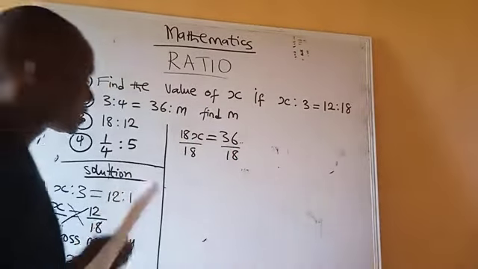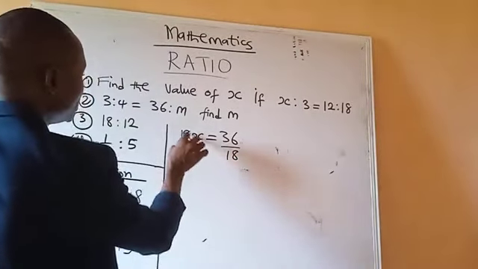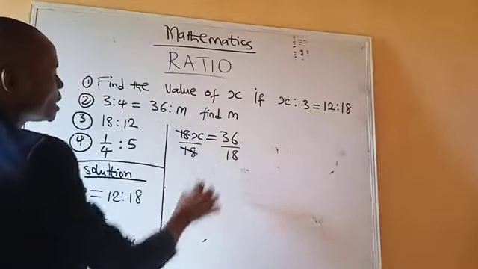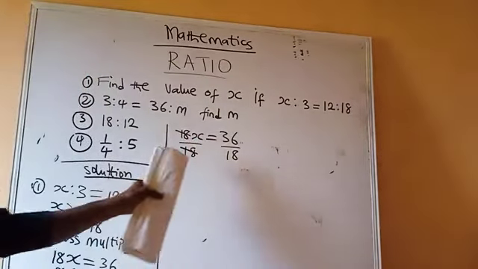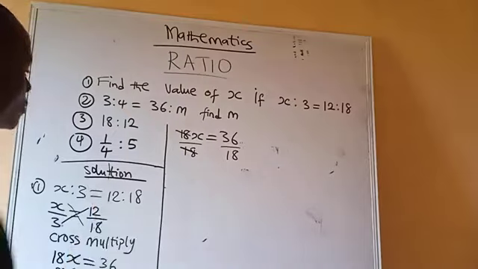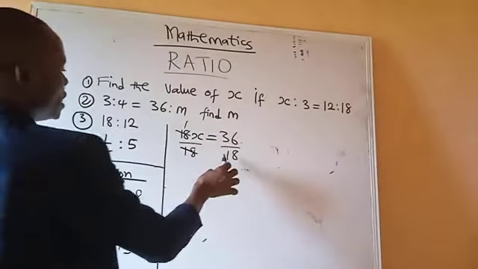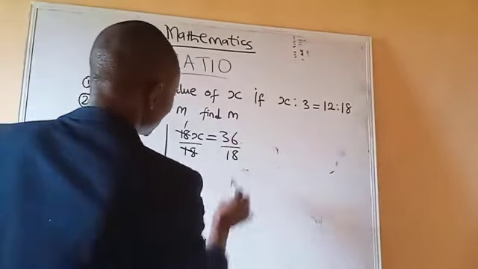Then the essence is for us to clear this 18. 18 will die with 18. Do you understand? 18 divided by 18 will give you 1. Then 36 divided by 18 is 2 here.